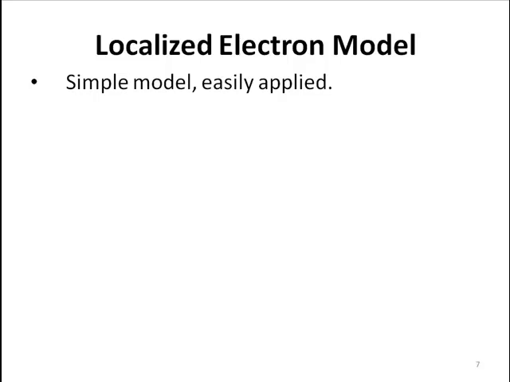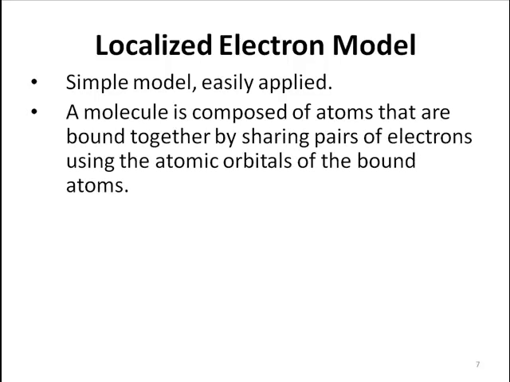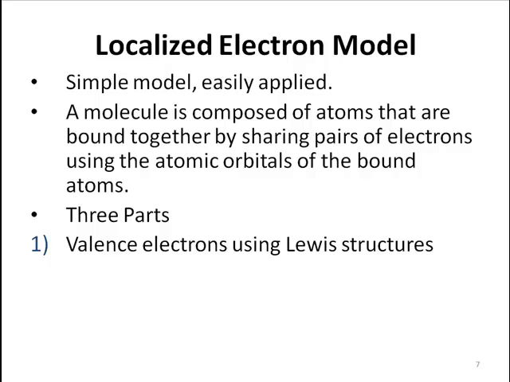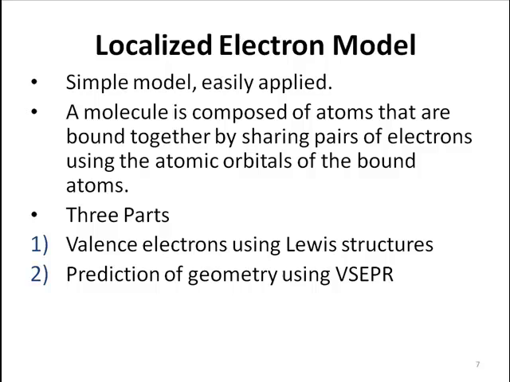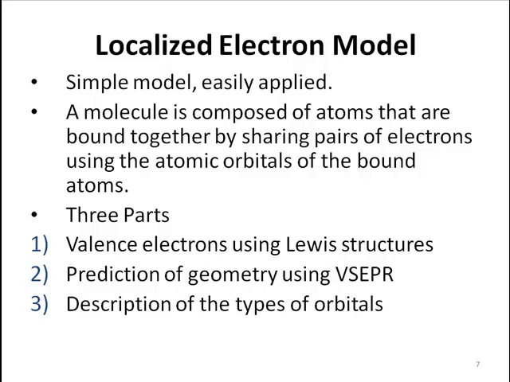Now, the localized electron model is a simple model and is very easily applied. A molecule is composed of atoms that are bound together by sharing pairs of electrons using atomic orbitals of the bound atoms. There are three parts to this. One is valence electrons using Lewis structures. Two is prediction of geometry using what we're going to call VSEPR theory. And three is description of the types of orbitals. So today we're going to focus on number one, and then we'll move on to those after we get number one down.